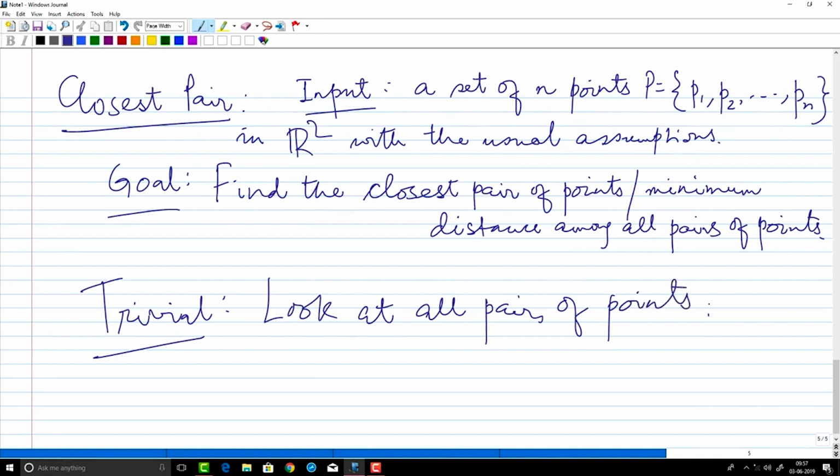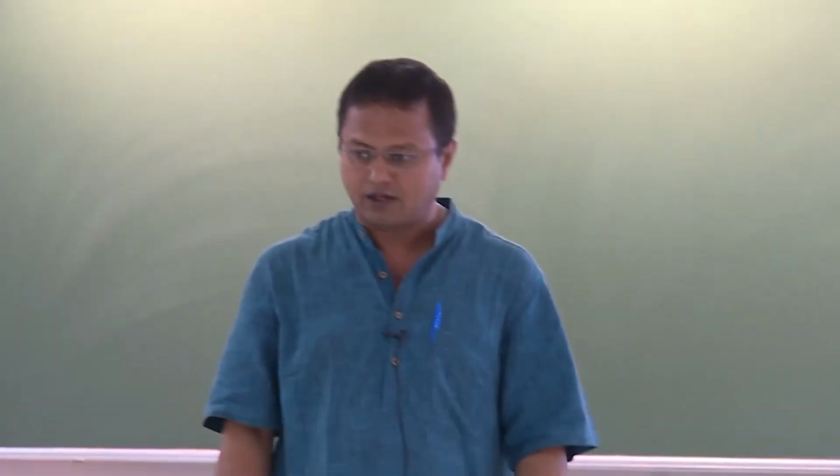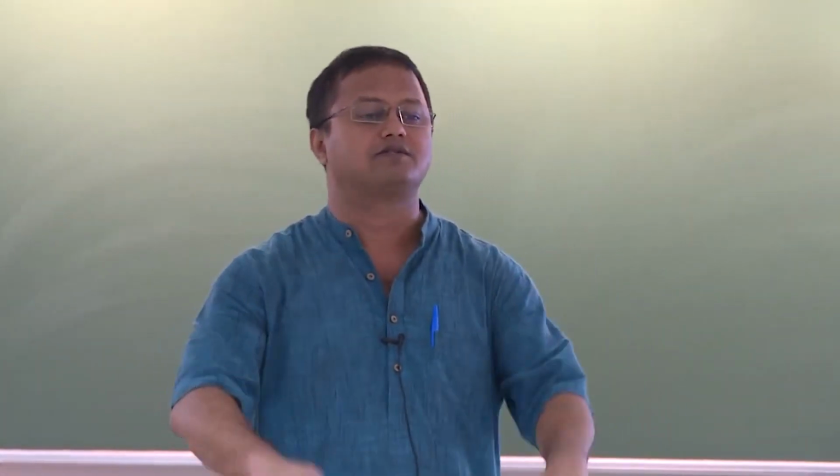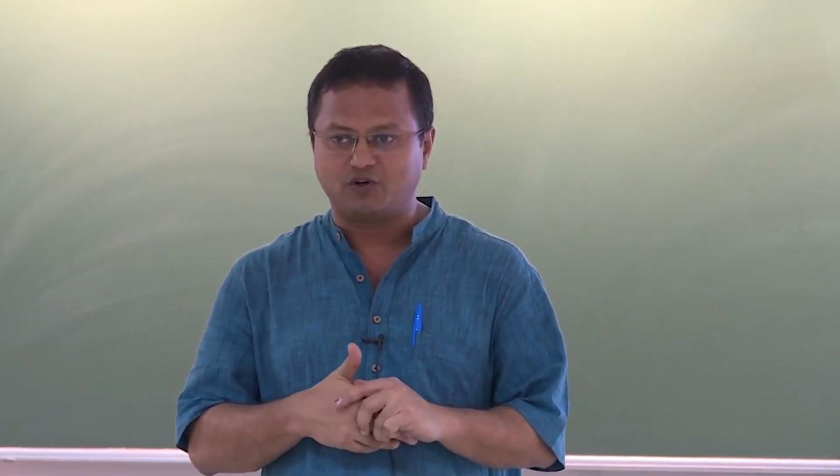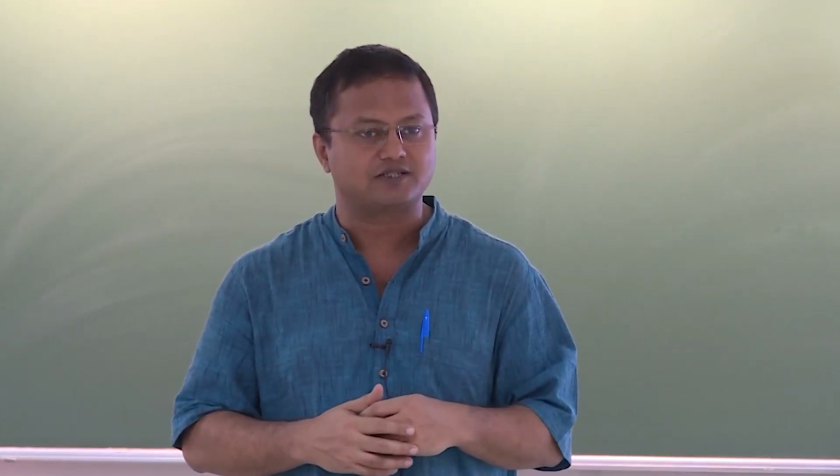Look at all pairs of points. N points, there are this many pairs, which you know from your discrete maths is this. Look at all pairs, keep computing the distances, whichever is the minimum you report it, done. So, n square is trivial. What we want is to bring this down. So, beyond n square, what is your first guess?